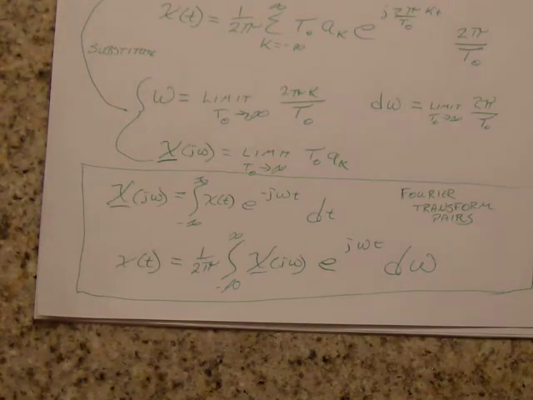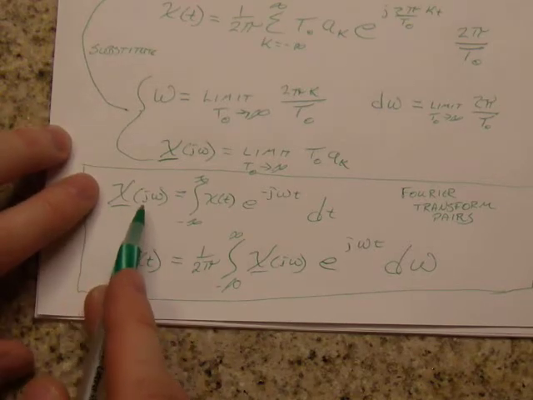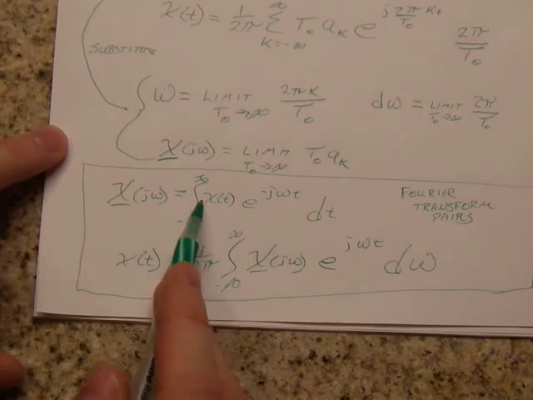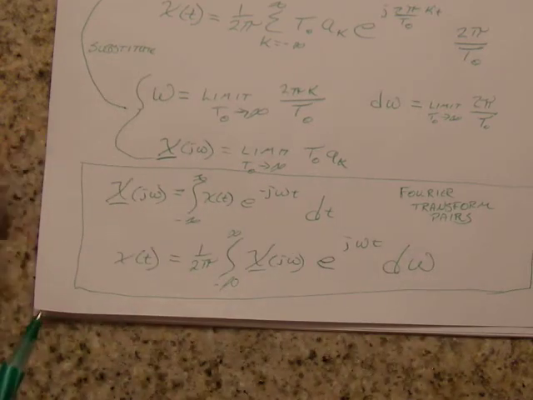The Fourier transform is one of the most powerful tools that we have in signal processing, and it allows us to transform back and forth between the frequency domain, which is capital X of j omega, and the time domain, which is x of t. So we will spend a lot of time looking at these more.